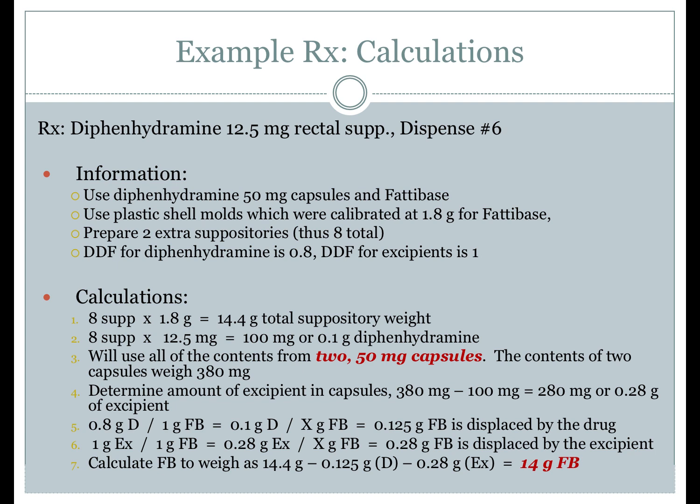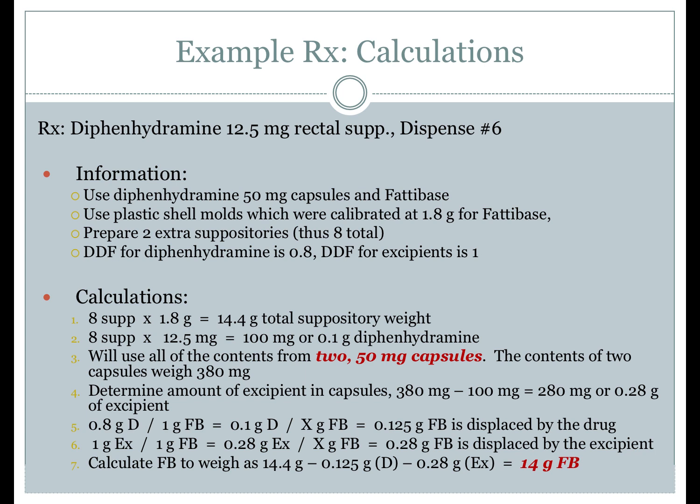Now we can solve for the amount of fatty base required to prepare our 8 suppositories. Begin with the total weight needed, which was 14.4 grams, and subtract the amount of fatty base displaced by the diphenhydramine, which was 0.125 grams, and also subtract the amount displaced by the excipients, which was 0.28 grams, which equals a total of 14 grams of fatty base.